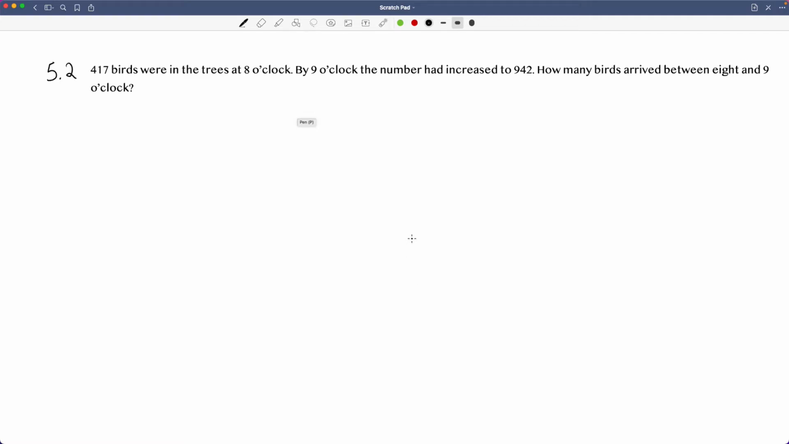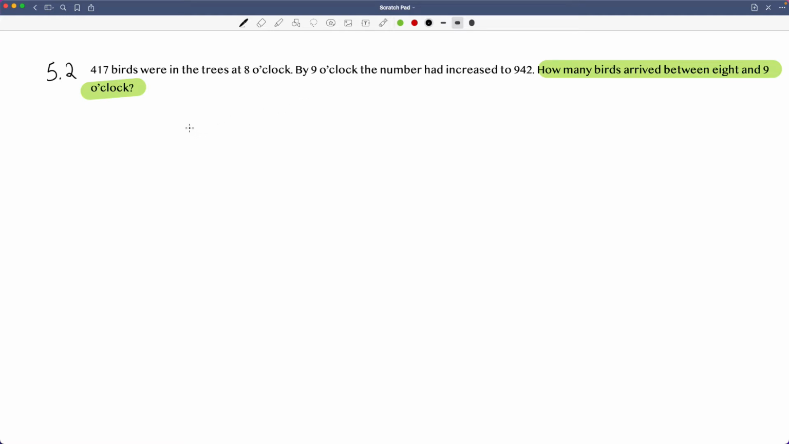"417 birds were in the trees at 8 o'clock. By 9 o'clock, the number had increased to 942. How many birds arrived between 8 and 9 o'clock?" So it is asking us the difference. How many came between 8 and 9 o'clock? So it's asking how many more were added. So there is a difference there. We are going to start with a minuend, which is the sum of the two numbers that are added together. The two numbers are what we started with, 417, and the number that was added between 8 and 9. We don't know what that number is.